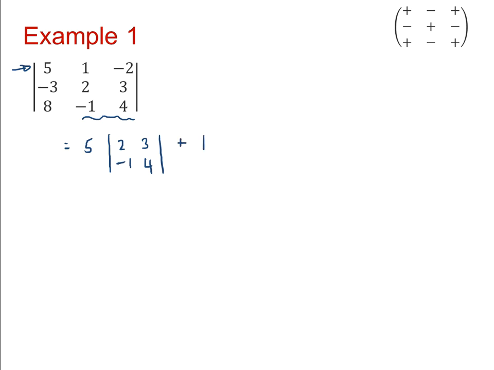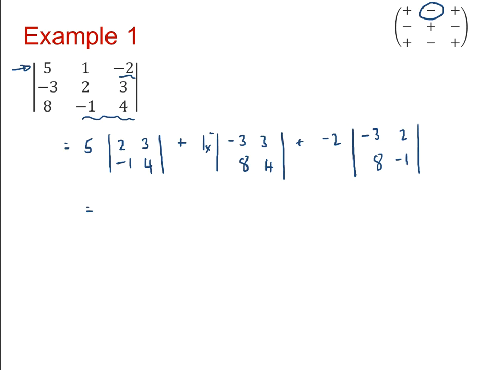plus 1 multiplied by its cofactor, which is negative 3, 3, 8 and 4 for the determinant, but we must then apply the sign, which is negative, so this will make this equal to negative of, so we're multiplying 1 by negative of that determinant there. And then finally we've got plus negative 2, which is the element, multiplied by the determinant negative 3, 2, 8 and negative 1.